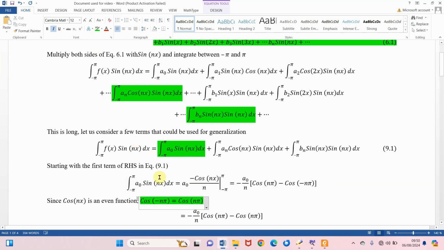What is the expression? Cos minus n pi is equal to cos n pi. Remember, it is an even function, so the negative will disappear. We start with negativity and it will give us positive. Okay, so we have this expression.